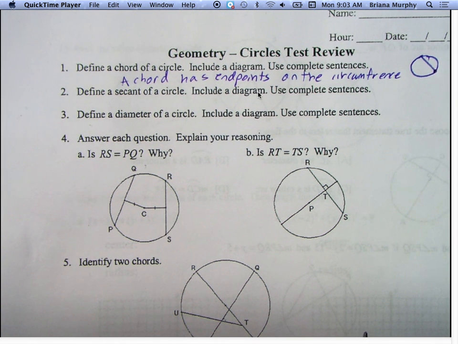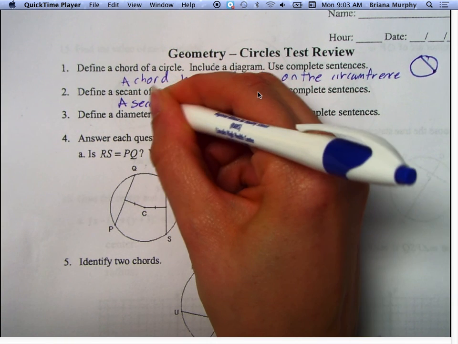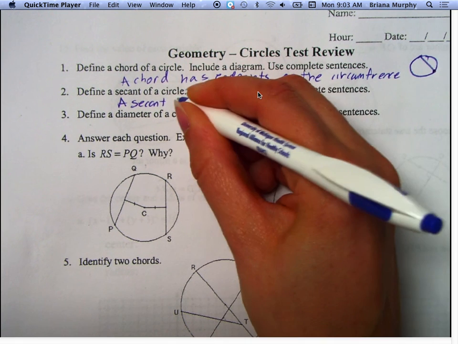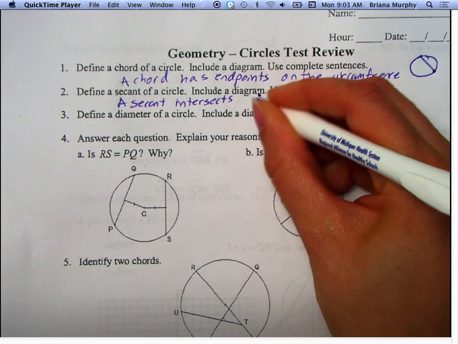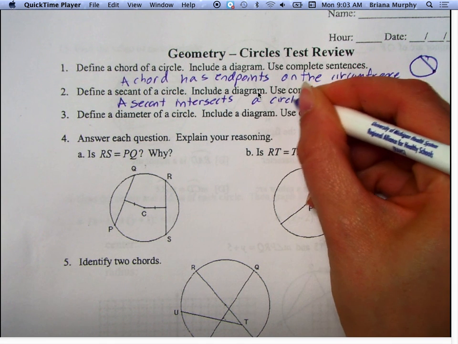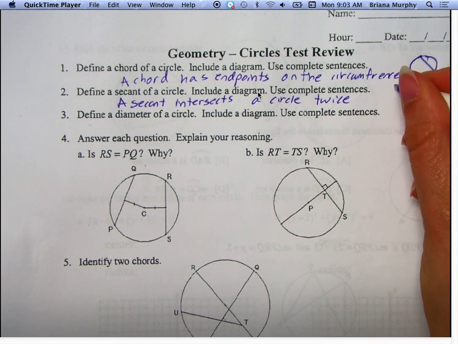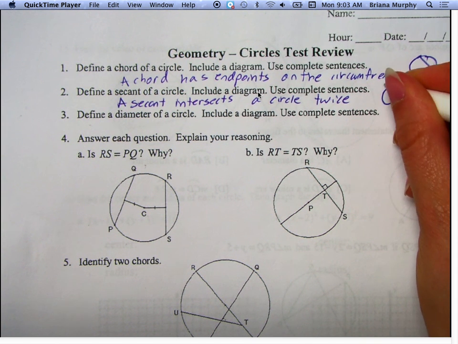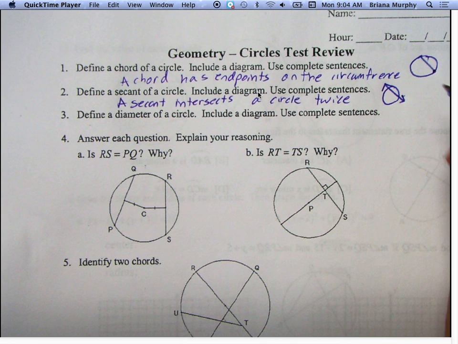Okay, define a secant. A secant is actually in your tangent page. It's the one thing on there that's not about tangents. A secant intersects a circle twice. Secant intersects a circle twice.